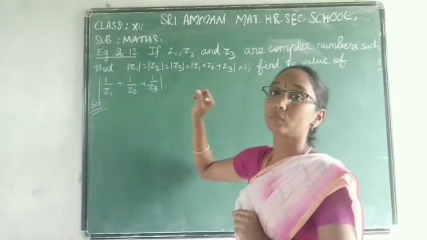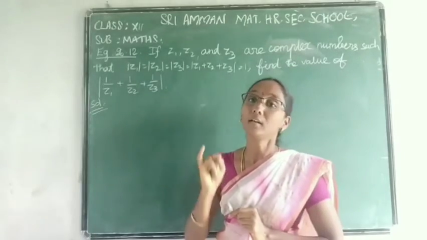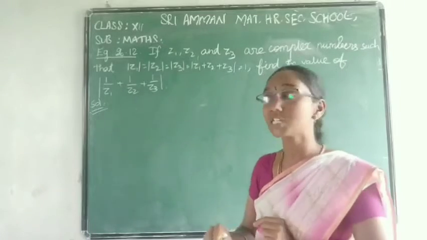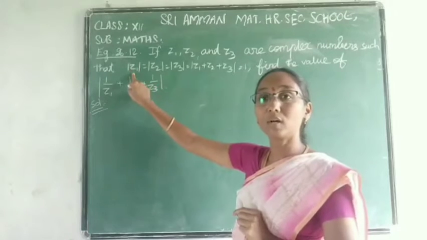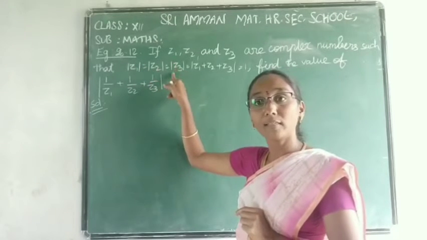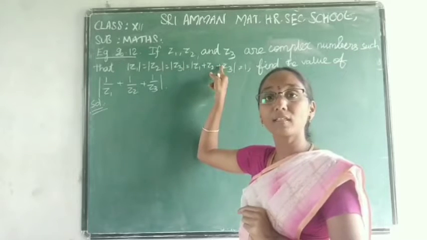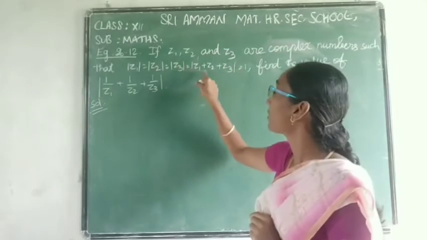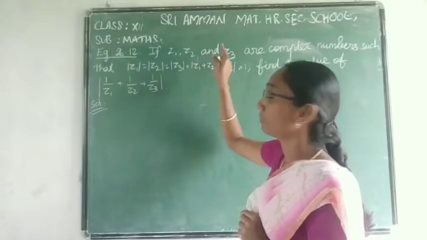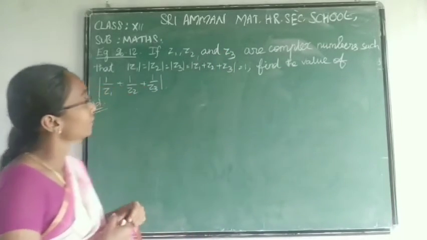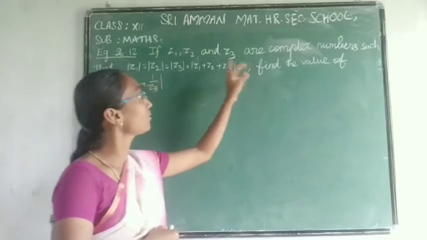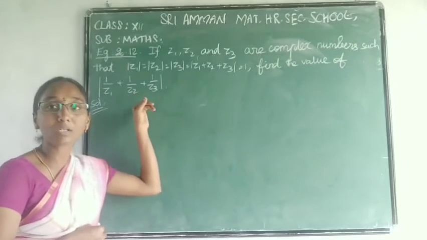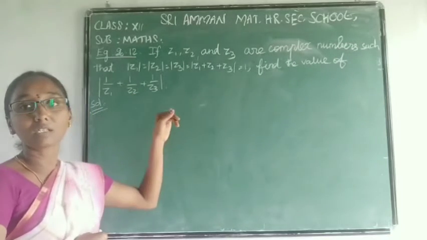What is given? Three complex numbers are given: Z1, Z2, Z3. These three complex numbers satisfy the condition modulus of Z1 equals 1, modulus of Z2 equals 1, modulus of Z3 equals 1, modulus of Z1 plus Z2 plus Z3 equals 1. If they satisfy this condition, then you go to find the value of modulus of 1 by Z1 plus 1 by Z2 plus 1 by Z3.